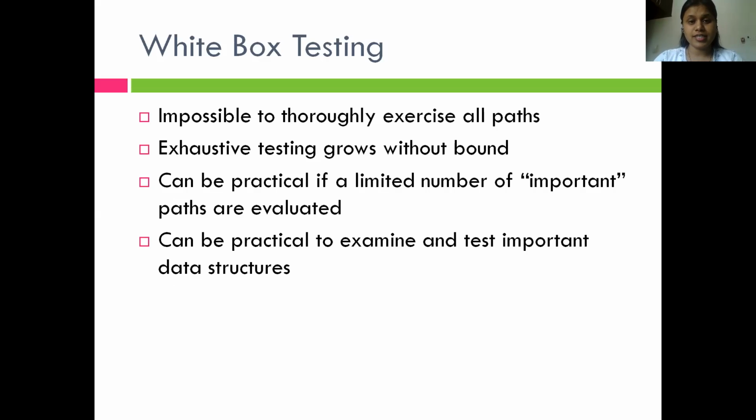So first of all, in order to avoid these disadvantages, it is recommended to find out which are the important data structures. For example, if you are using an ArrayList or a HashMap, please check all those things which store your critical data, and then search for the different branches or paths accordingly. Okay, so this was about white box testing.